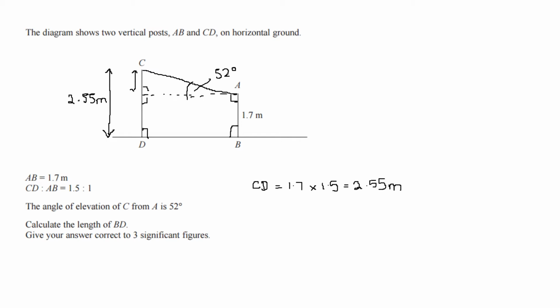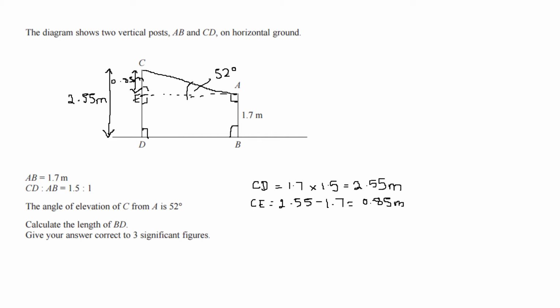I can use trigonometric ratios to solve this, but I need to know the length of this section here. So let's label this point here E. So to find CE, I'm going to need to take, well, ED and AB are parallel and equal. So I'm going to need to do my 2.55 and take away 1.7. So that's going to give me 0.85 metres. So CE will be 0.85 metres.